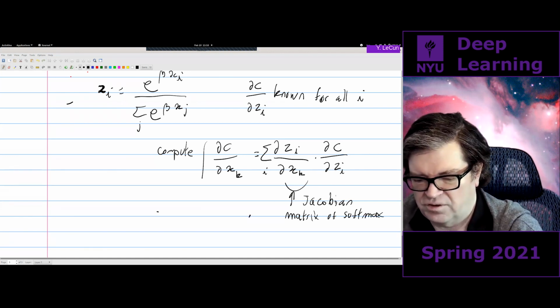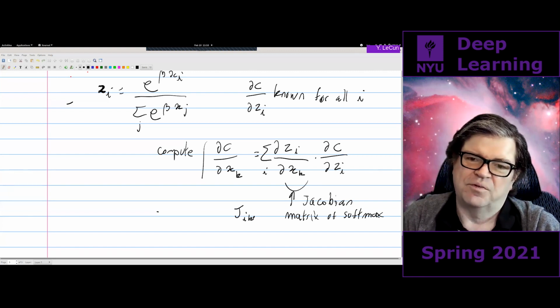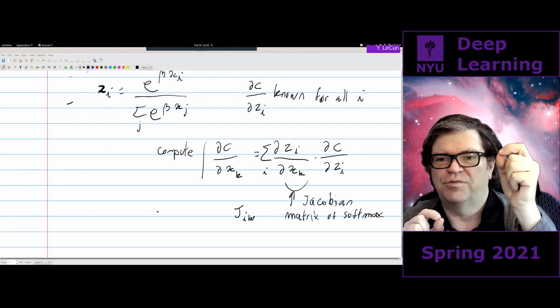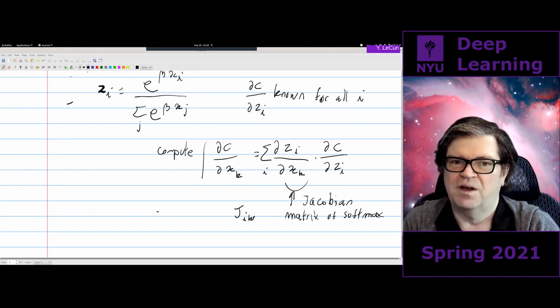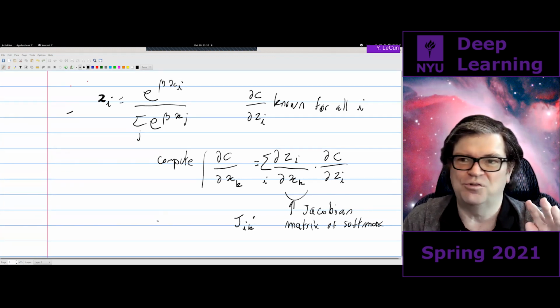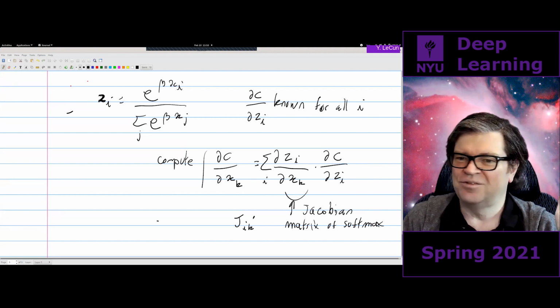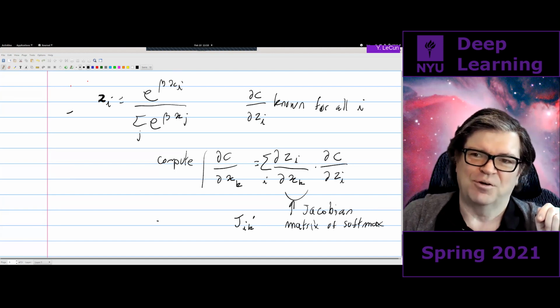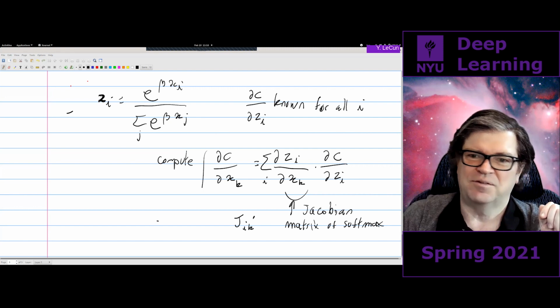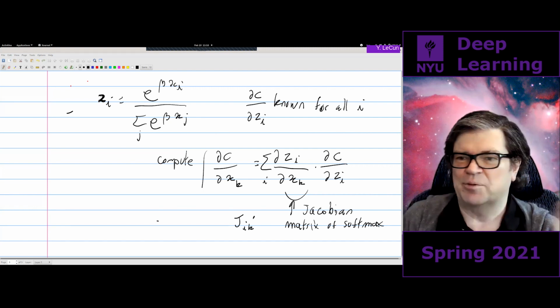Okay, it's a matrix, Jik. For each pair of indices i, k, it has the partial derivative of the ith output of the softmax with respect to the kth input of the softmax. And it's a very good exercise to compute this, okay? I very much encourage you to do this. It's very easy to find the solution. You can find this in various places on the web, but it's much more fun to actually figure it out by yourself. You'll learn something by doing it. And it tells you how to backpropagate through a softmax, okay?